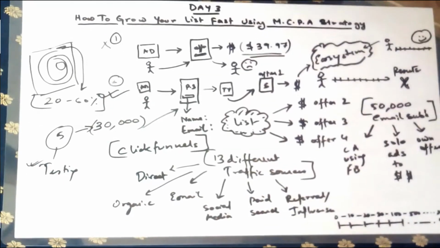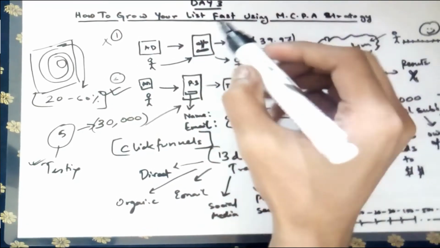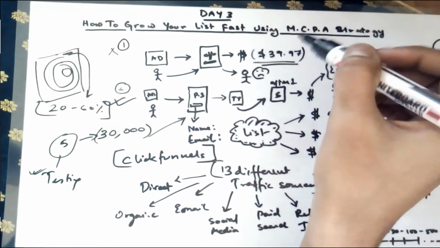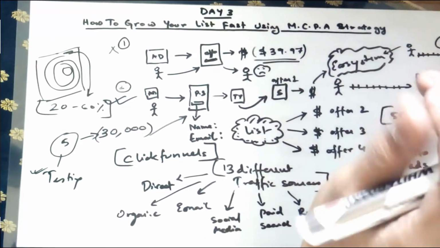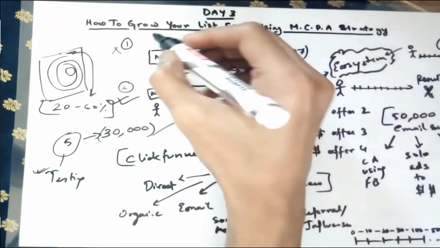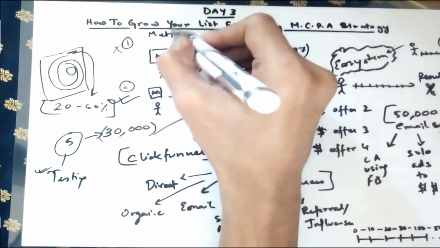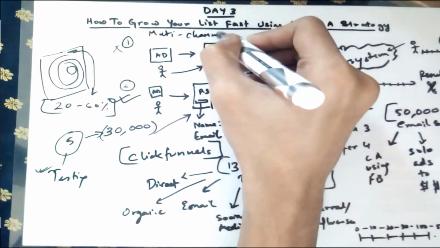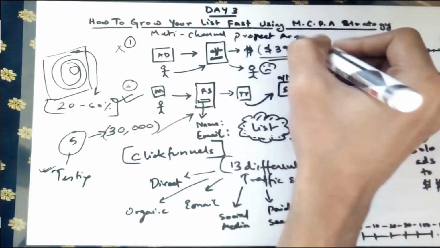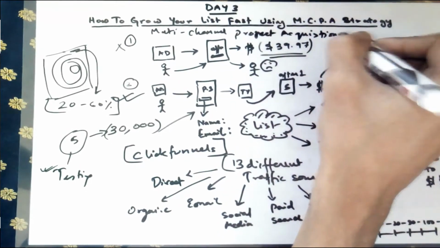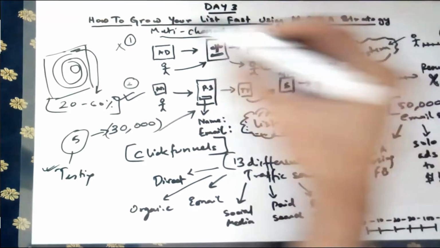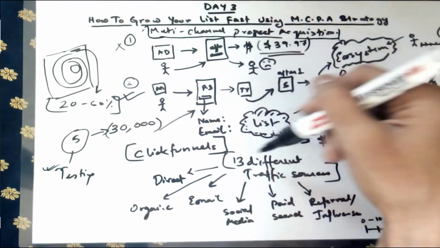And what is this M.C.P.A? I might have forgotten to write the full form of M.C.P.A. It's multi-channel prospect acquisition. This means you are leveraging multiple channels to create your list. And what are these multiple channels? 13 different sources.